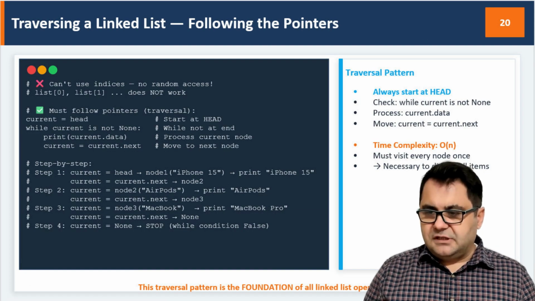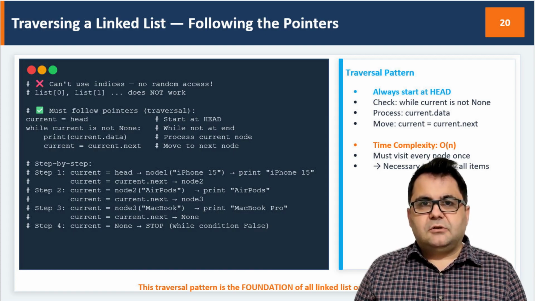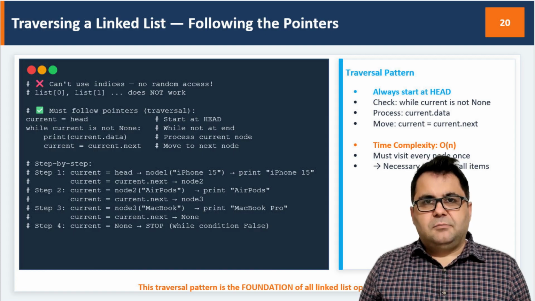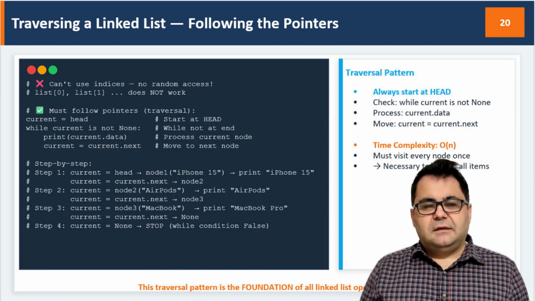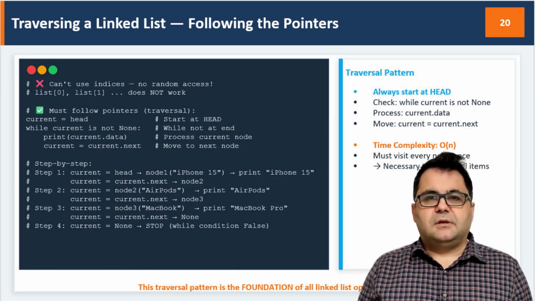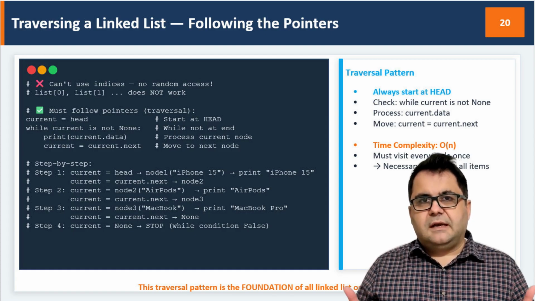How do we traverse a linked list? Visit each node. We can't use indices like list[0], list[1], list[2]. Those don't exist. Instead, we must follow the pointers. Here's the algorithm. Start at head. Set current equals head. While current is not None, print current node's data. Then move to next by setting current equals current.next.